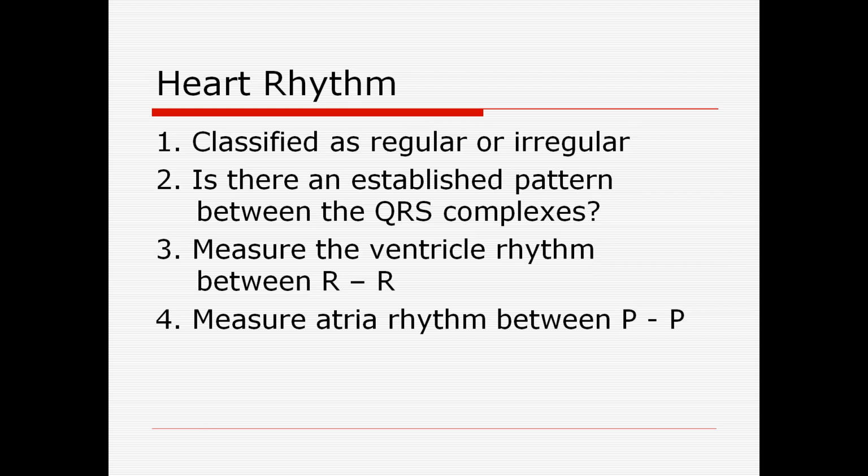So is there an established pattern between the QRS complexes? Does it look like it's the same? We measure that R to R. We can measure the P to P. So that's what we look at for the heart rhythm. The reason the R to R and the P to P is important is that's how we can figure out if there's a heart block or something going on with the heart that's not normal.